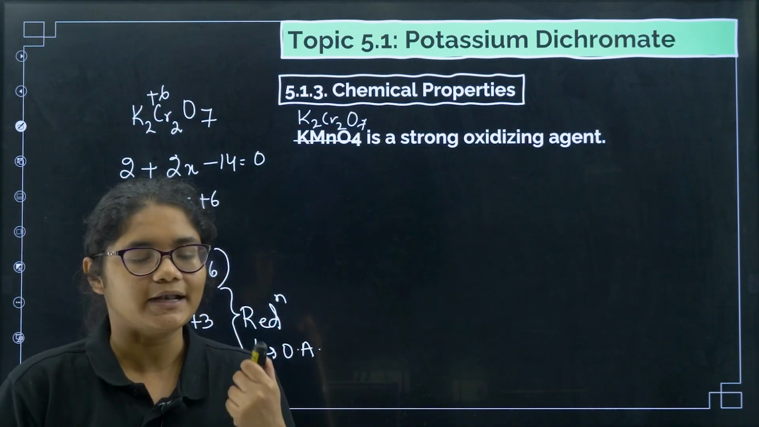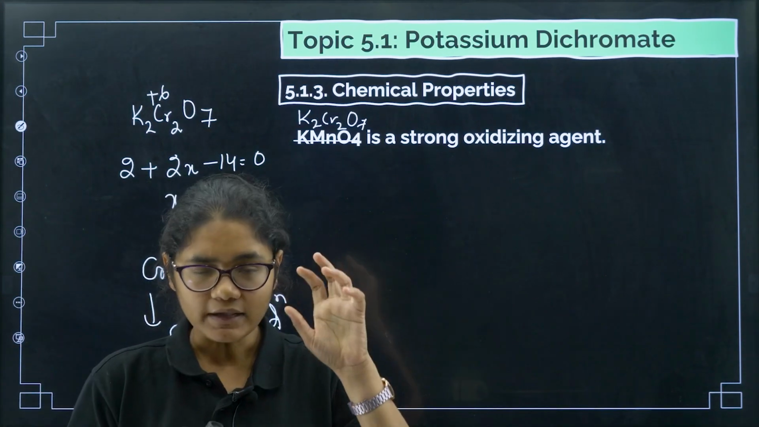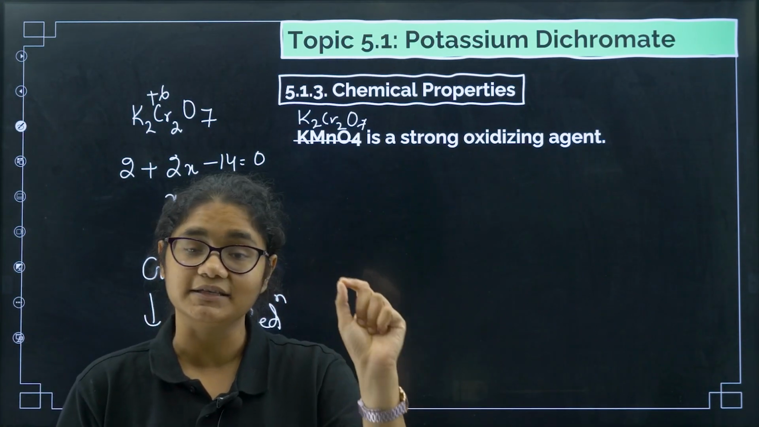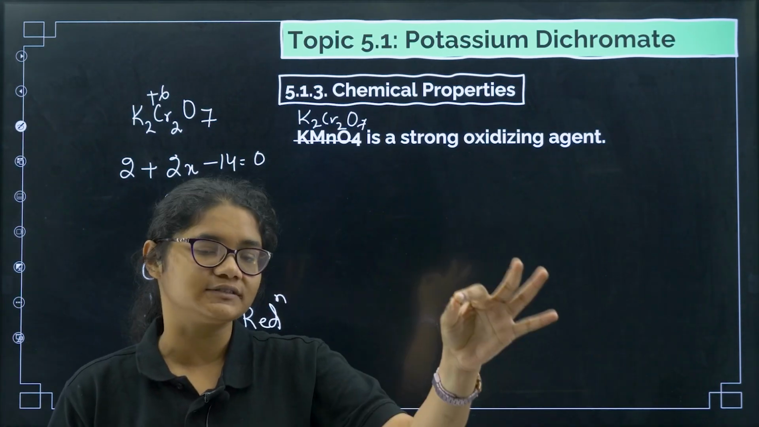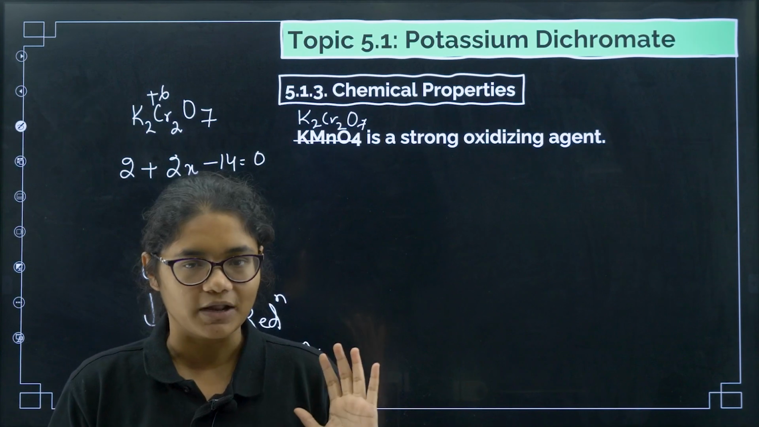Let me repeat it again. In potassium dichromate, chromium is in the plus 6 oxidation state. So it has already attained the highest oxidation state. It cannot go further up, right?